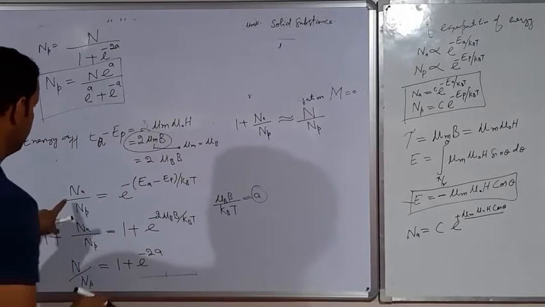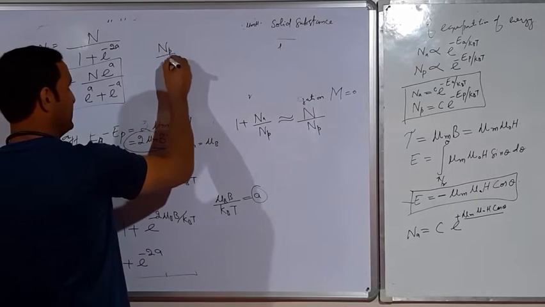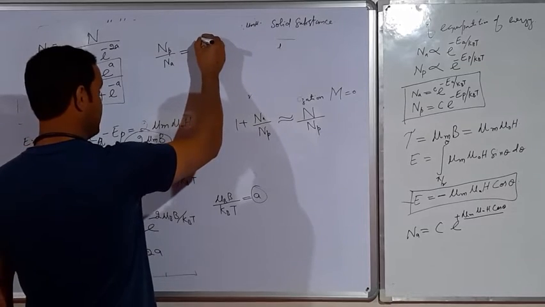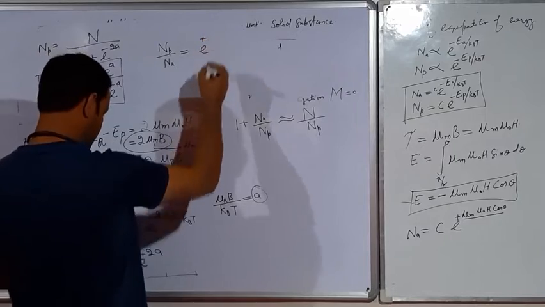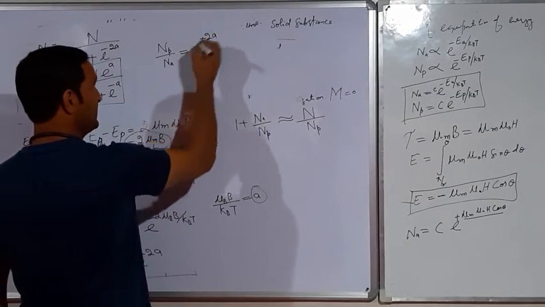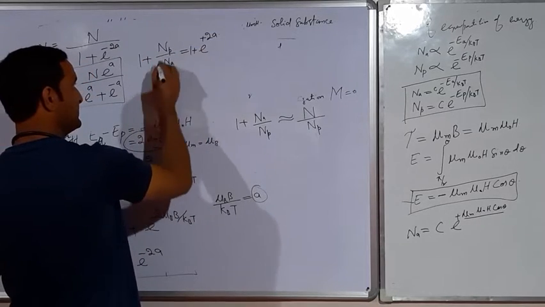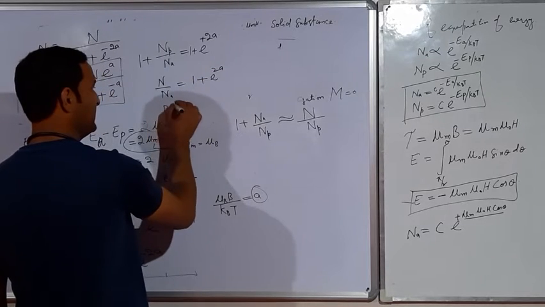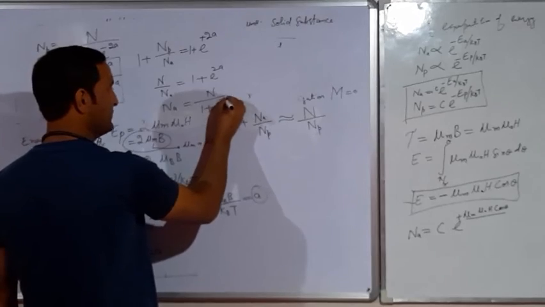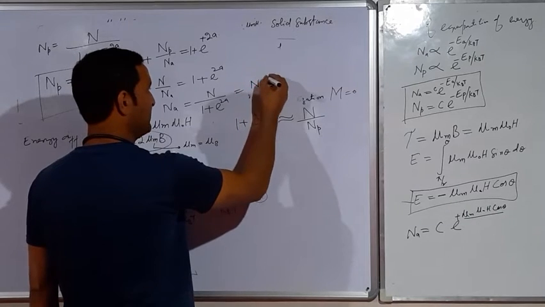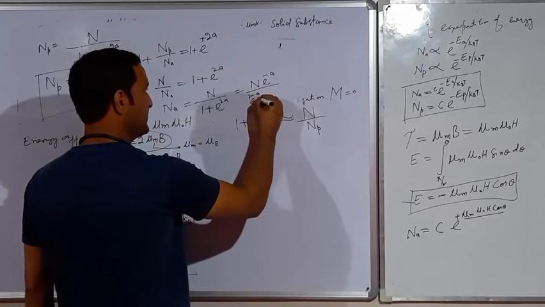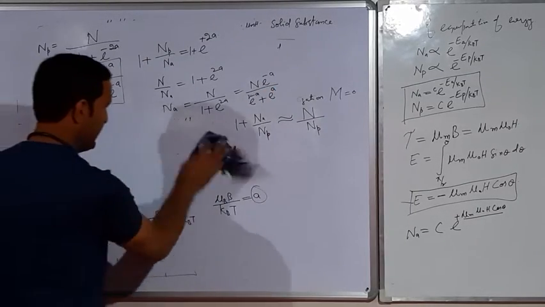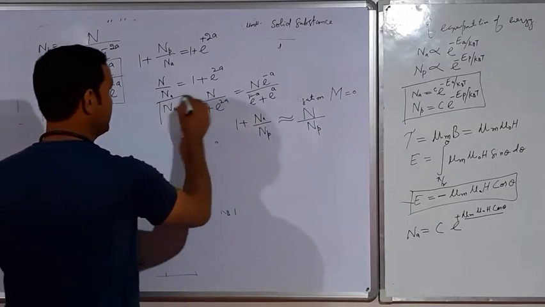Similarly, if we write the Np upon Na ratio, this equation will be e power minus, that will become plus 2a, here it is minus 2a, it will become 2a, and this is 1 plus, this will become 1 plus, and here N upon Na will be equal to 1 plus e power 2a. Na will become N upon 1 divided by 1 plus e power 2a, and if we multiply e power minus a, this will become e power minus a plus e power a. So this is Na and this is Np.